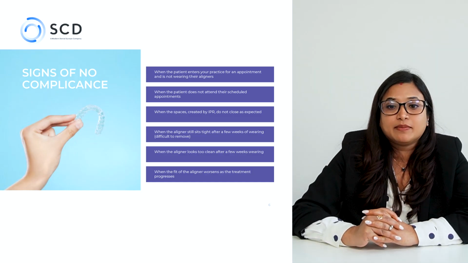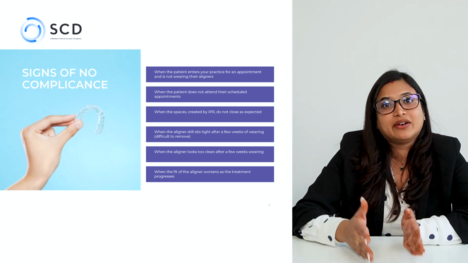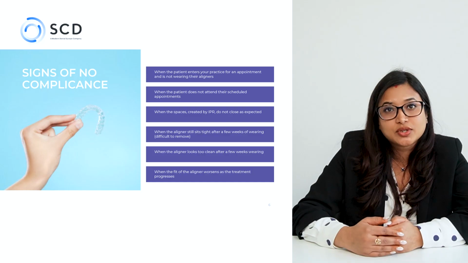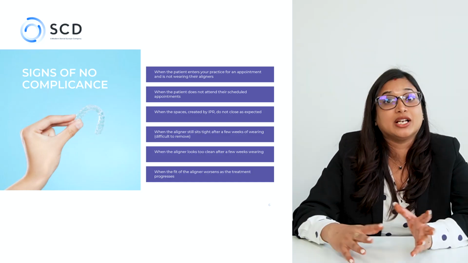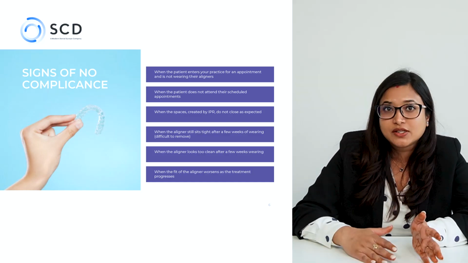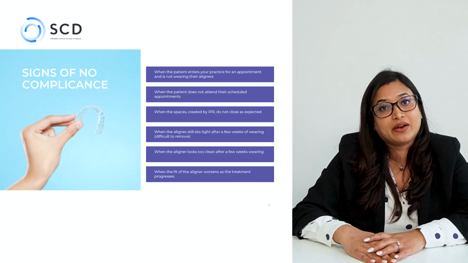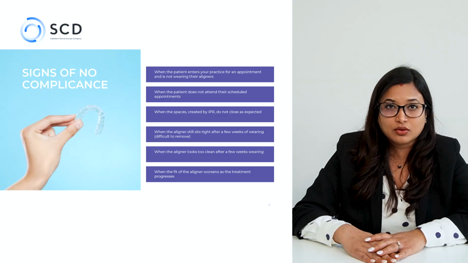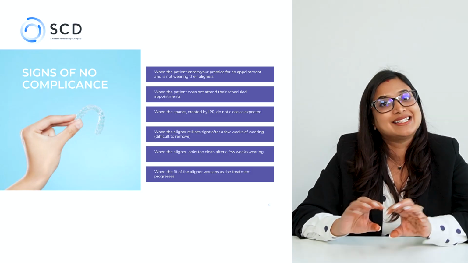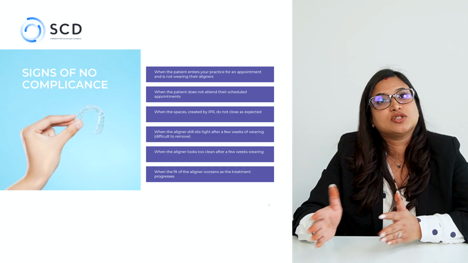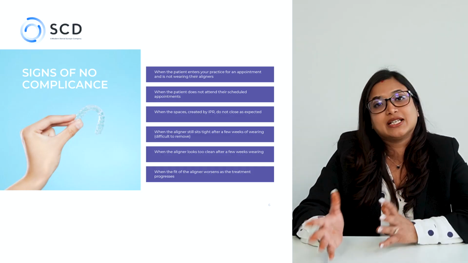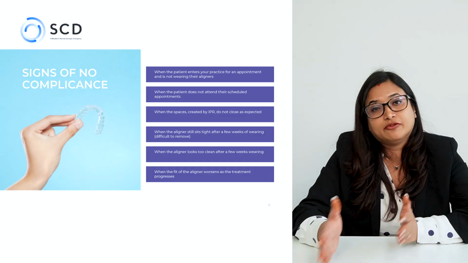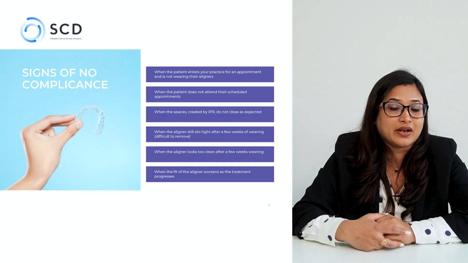When the spaces created by IPR do not close. Ideally we create spaces with IPR, that is interproximal reduction, so that it is closed later with the help of the aligners to bring about the desired movement. If the spaces do not close, that means the patient has not been wearing the aligners. When the aligner still sits tight after a few weeks: another purpose of the aligner is to create space as well. So as the patient is wearing the aligner, it should be able to create space for the next aligners to come. And if the same aligner is tight for a long period of time, that means the patient has not been wearing it.